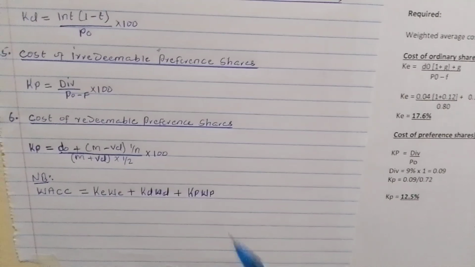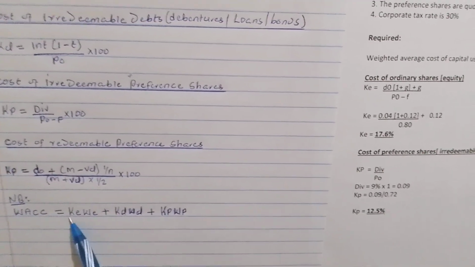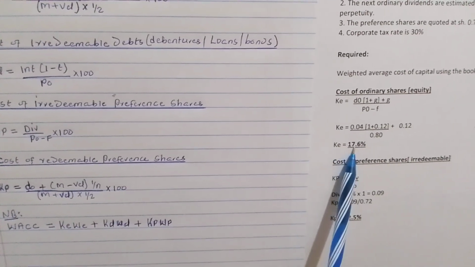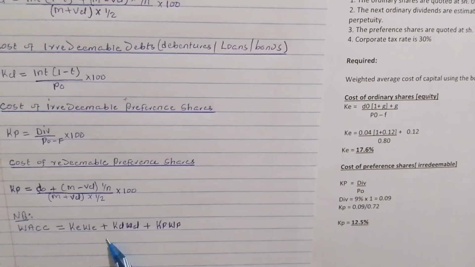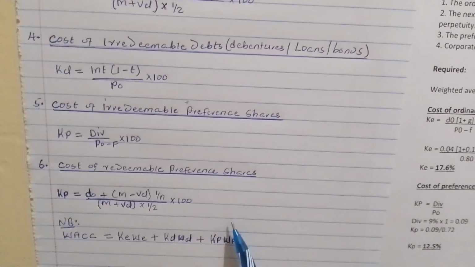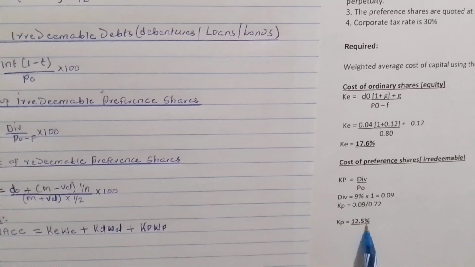So KD, very important, will be here. You have our KE, cost of equity, we got 17.6%. Then KD, we have just gotten 14%. And then KP, we got 12.5%. The other part is just the weights now.